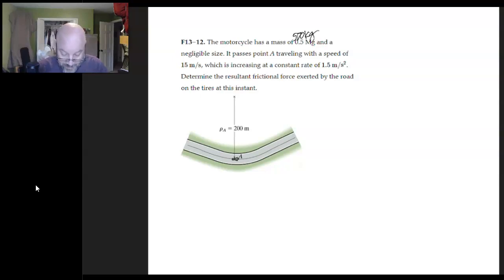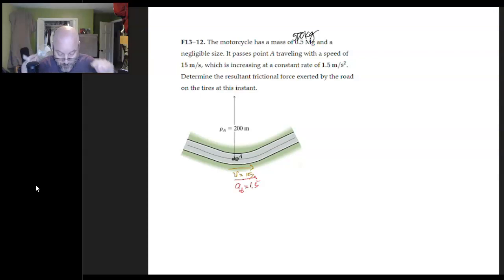Passes point A. It's got a certain speed. All right, so let's put that on here. What is it? 15. Okay. So there that, which is increasing at a constant rate of 1.5 meters per second squared. Oh, so that means that we've got some tangential acceleration on that thing, this way. Okay. Determine the resultant frictional force exerted by the road on the tires.